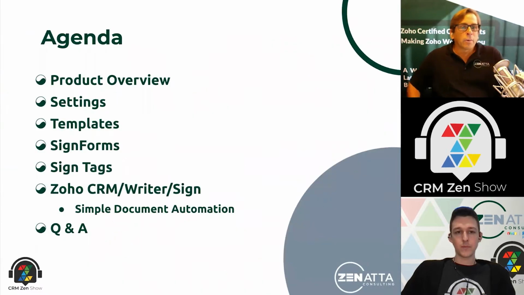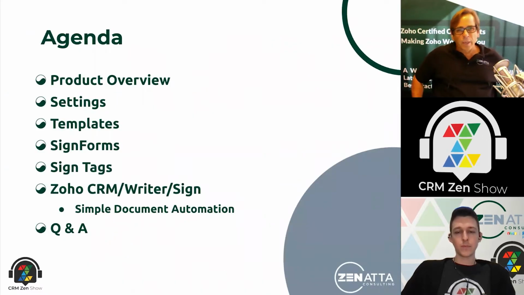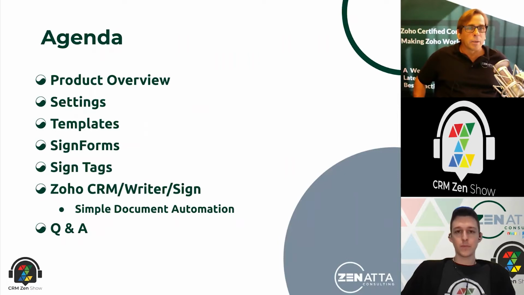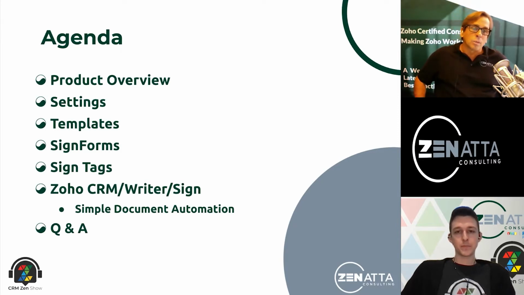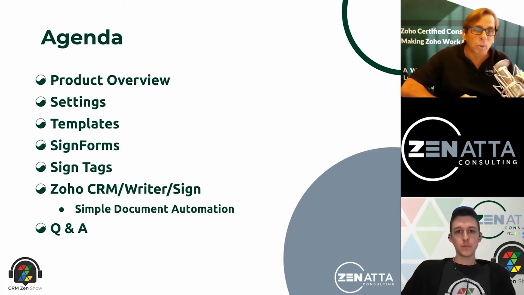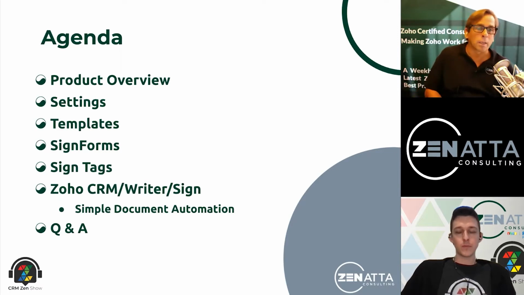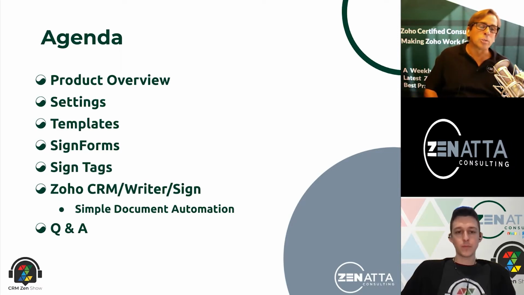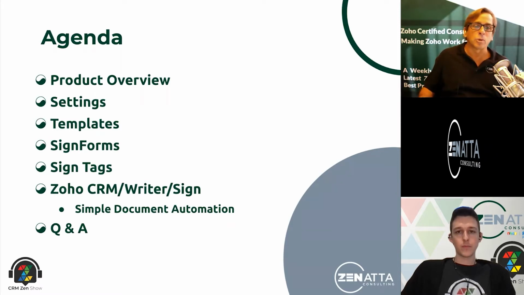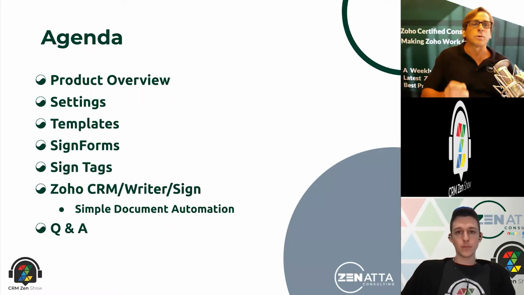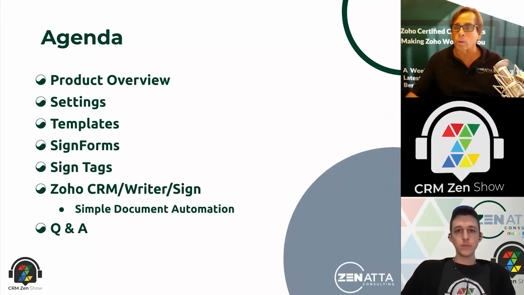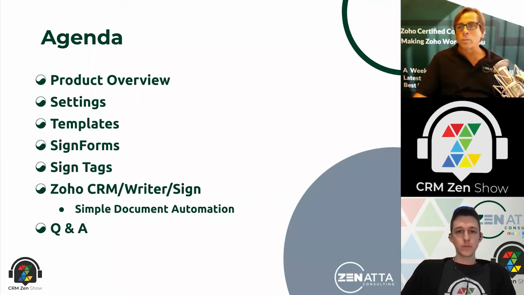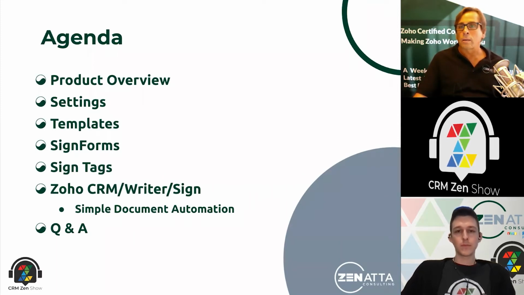So for our agenda today, we're going to do a product overview, kind of go through everything that's going on in the product itself, where everything is. Then Tyler's going to take us through settings, templates, and sign forms. I'm then going to go through sign tags, and then I'm also going to talk about a simple document automation at the end here using Zoho CRM, templates in Zoho CRM, Zoho Writer, and Zoho Sign to create automated proposals from CRM to Writer to Sign and go all the way through that flow. And then we will do a quick Q&A here at the end.